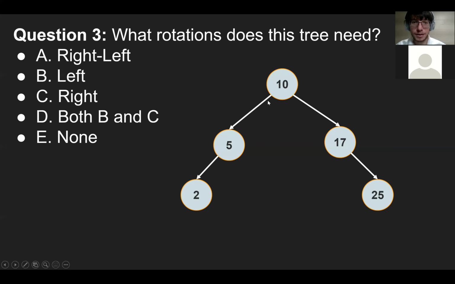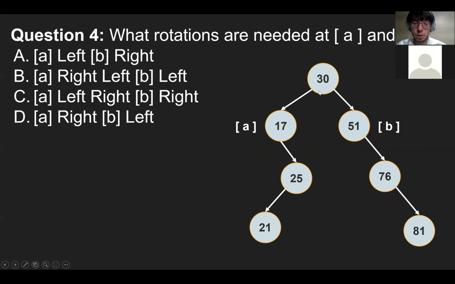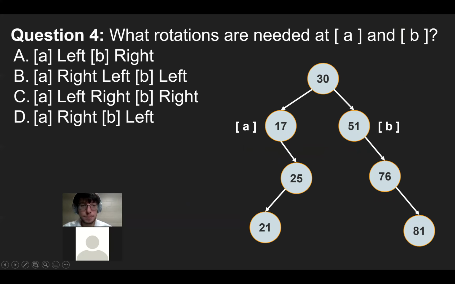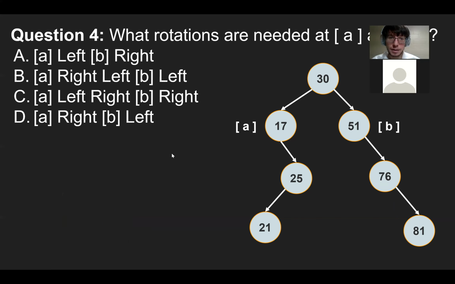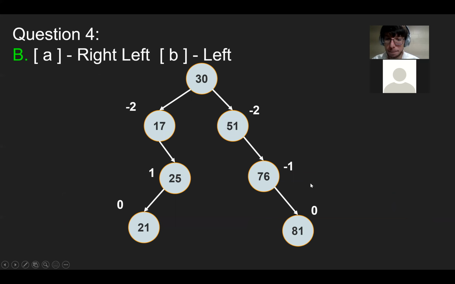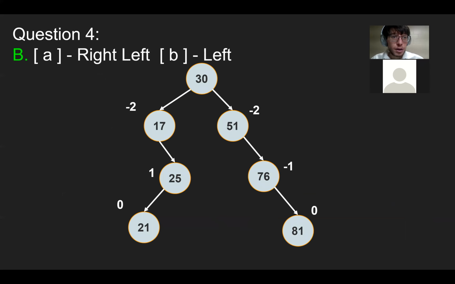So let's go on to the next question. Yeah, none. Try to balance. Okay, so for this one, what rotations are needed at A and B? At A, we need a right-left. And at B, we need a left. Yep, absolutely, that's exactly right. So right-left at A, and then a left at B. Well, I guess we don't see what it looks like, that's okay. So we can move on to question 5.